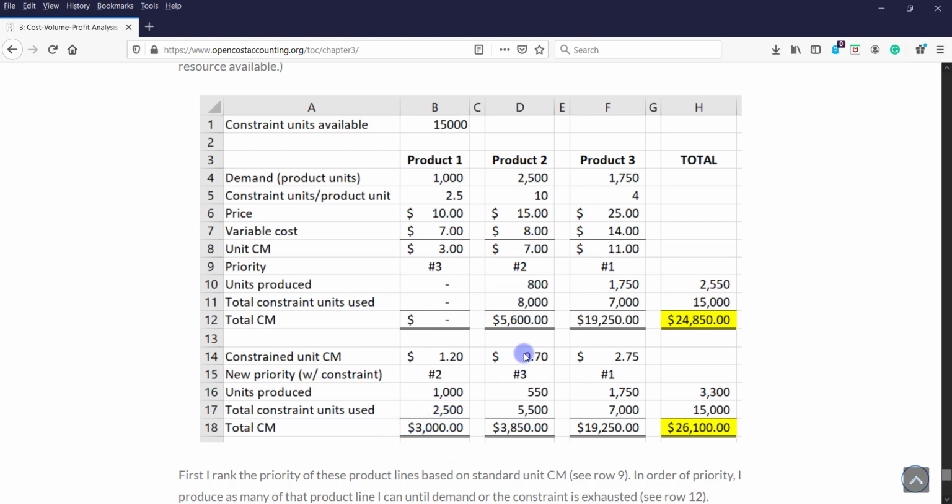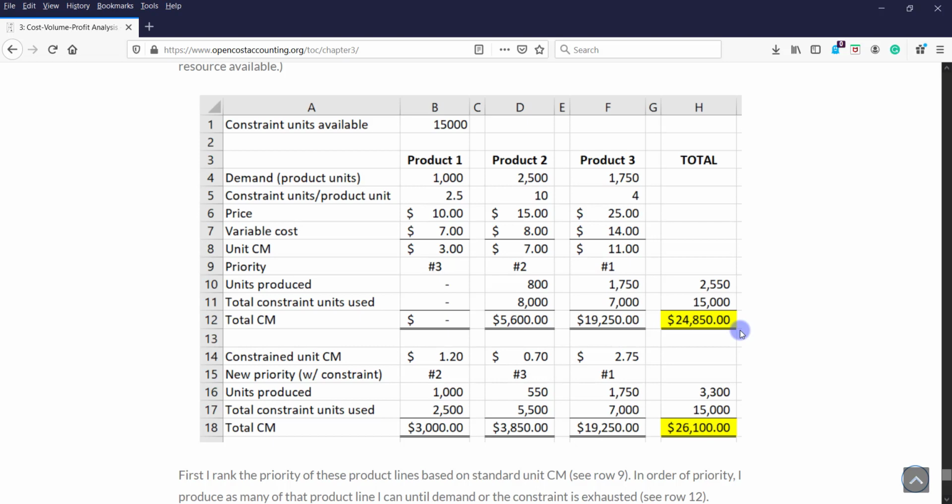And then we use the leftovers, all 5,500 units of the constraint, to produce 550 product 2 units, which gives us $3,850 of total contribution margin. Look, we have maximized, we've increased our total contribution margin from this setup, $26,100, versus before, when we did not consider the constraint, $24,850. Now, that might not seem like a lot to you, but obviously the scale could be bigger.